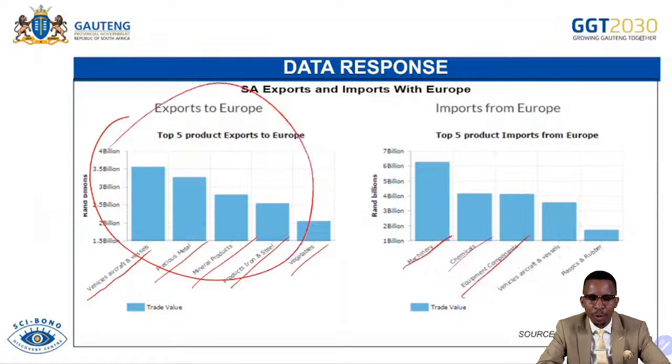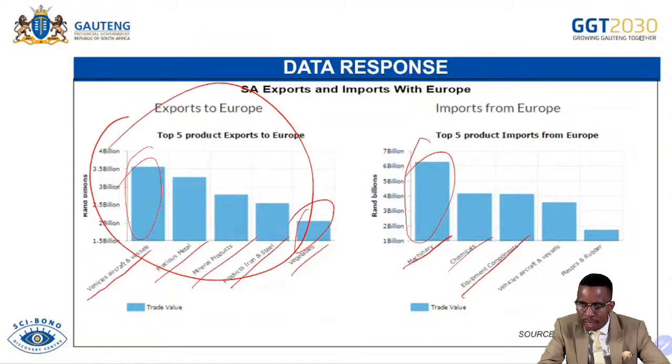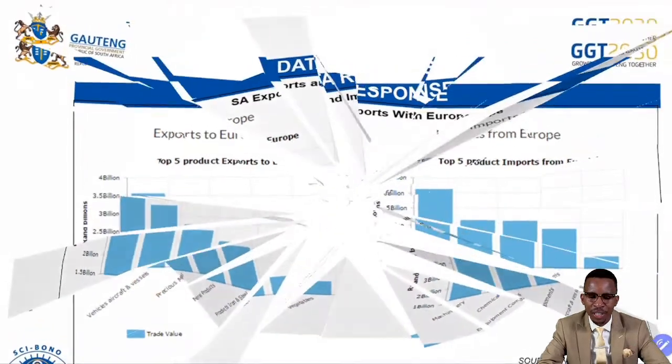So it is very important for you, as we have analyzed this information, you know which are the main exported products and which one is the main exported product. If you can check, vehicles, aircraft and vessels are the main exported, and then the lowest are vegetables. The main imported are the machinery, and then the lowest is plastic and rubber. So it is very important for you to keep that basic information as you go to check on your questions.